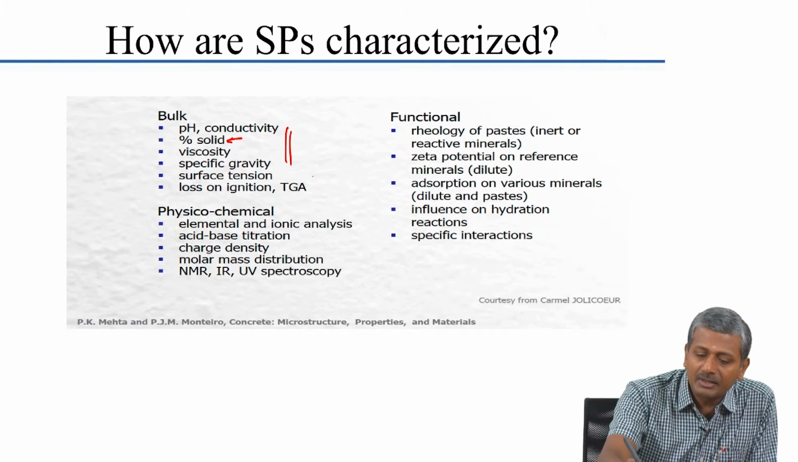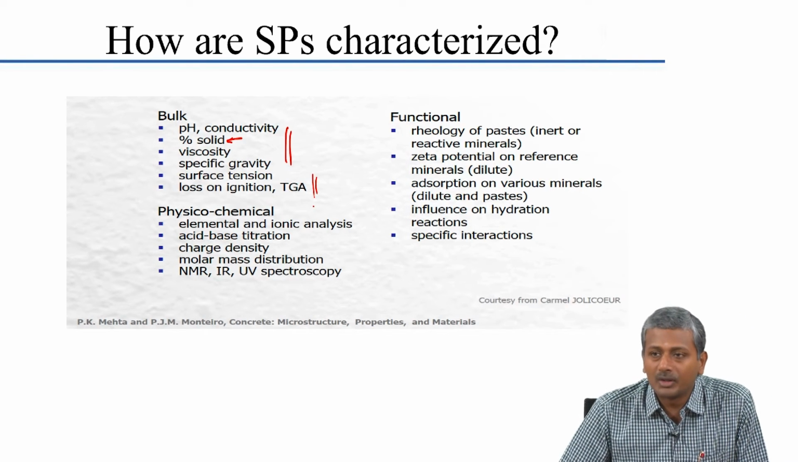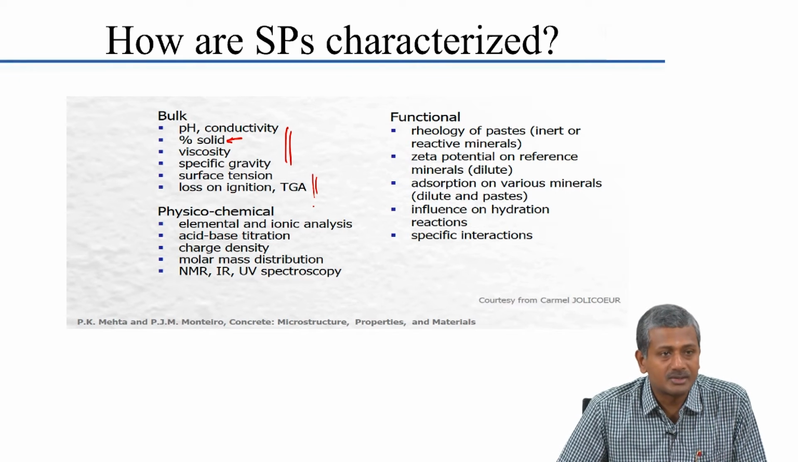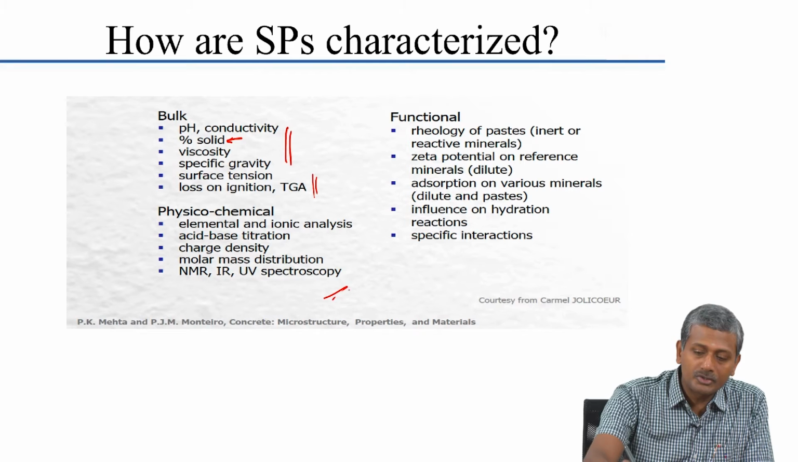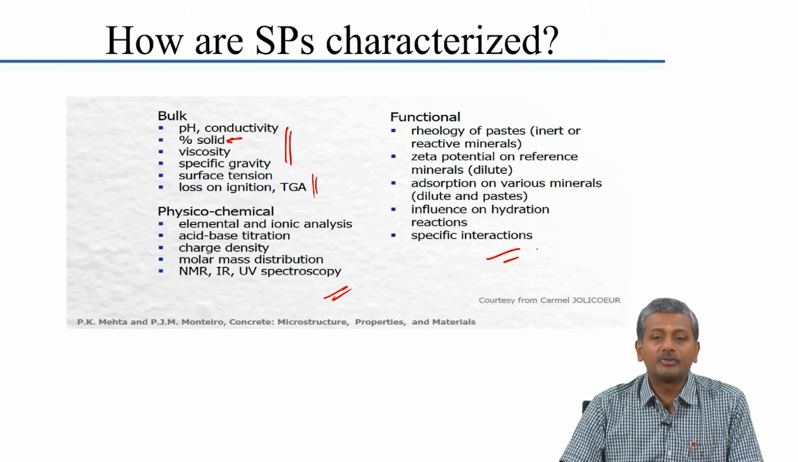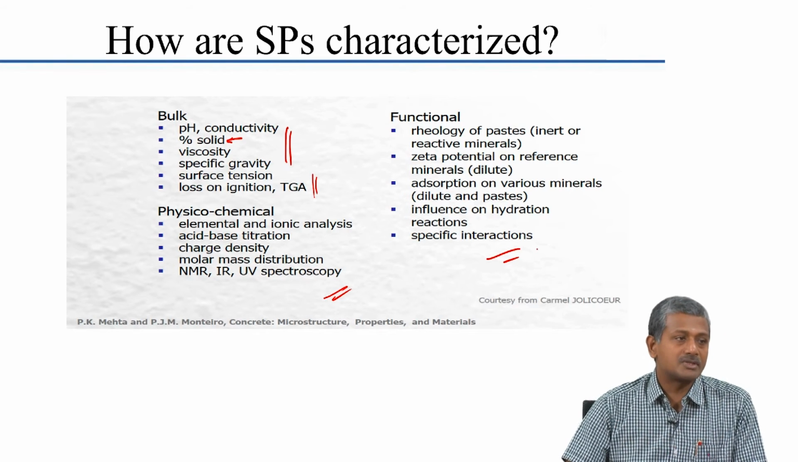Anyway, there are several other things which we do not do all the time as far as civil engineering is concerned, but the chemical admixture manufacturers use several different methodologies to characterize the type of superplasticizers and their interactions with the cement.